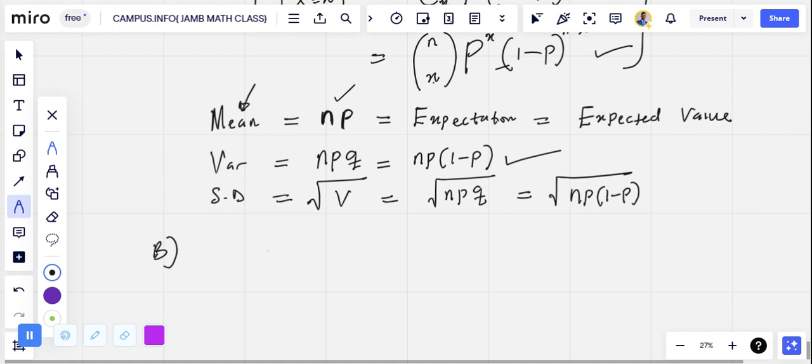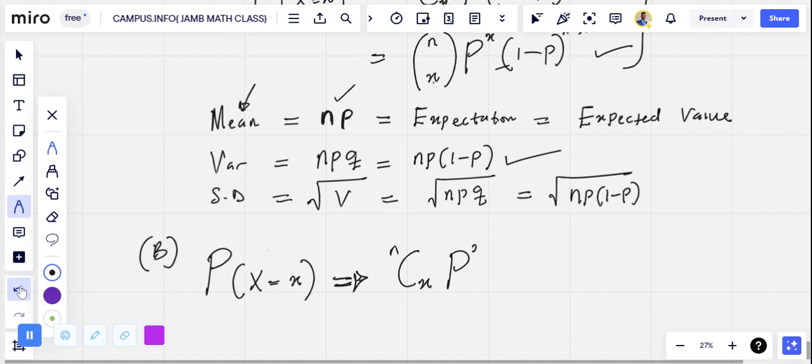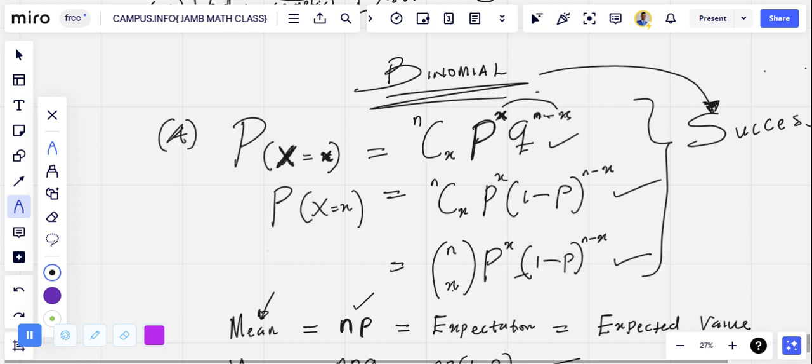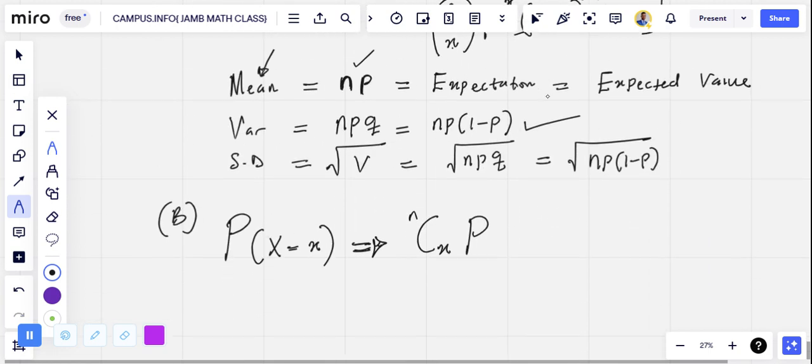So let's quickly take that of binomial failure. How does that look like? For binomial failure, you have it as probability of an event X, which is equal to N combination X. Instead of having P raised to the power of X, you will now swap it for failure. You swap it. This comes here for failure, while this goes to the other side. That's how probability of failure looks like.